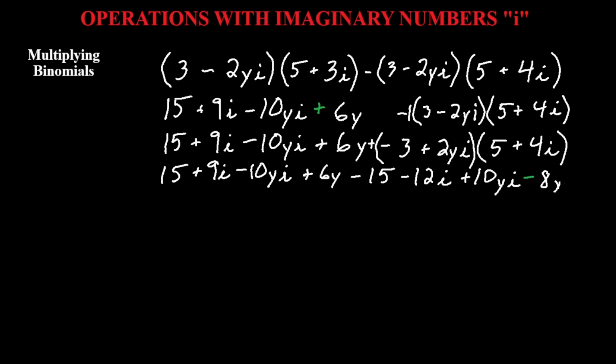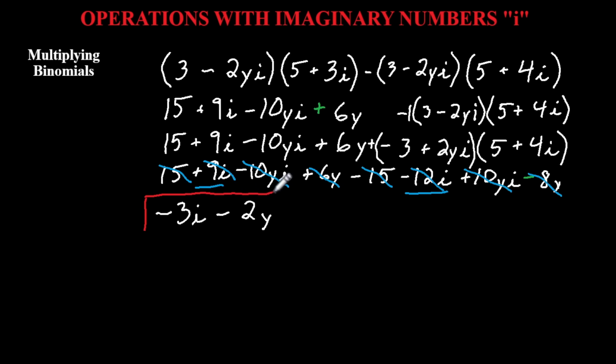And now to simplify, I'll go left to right and I'll combine like terms. I have plus 15 minus 15 add up to 0. And I have minus 10yi and plus 10yi, they add up to 0. And then plus 9i minus 12i add up to minus 3i. And finally, I have plus 6y minus 8y is minus 2y. And this is our final answer.